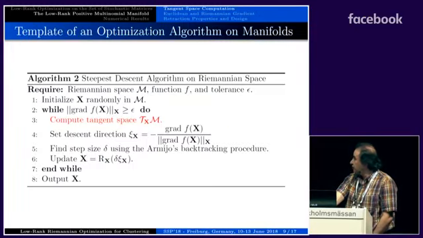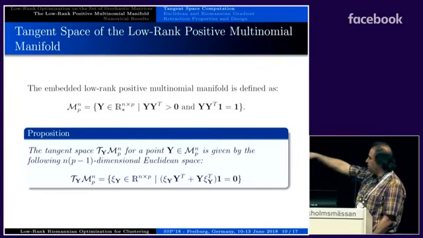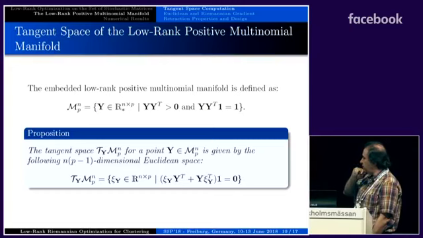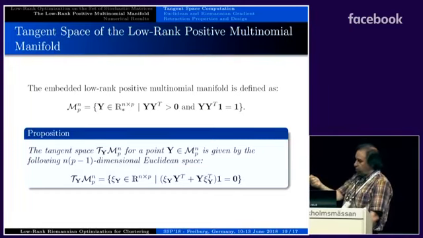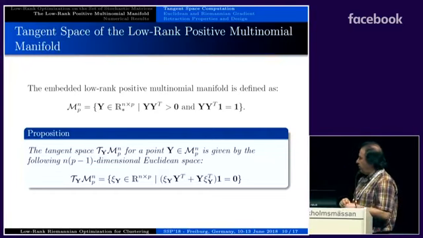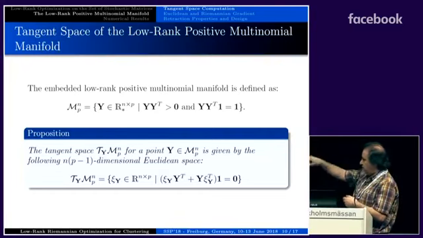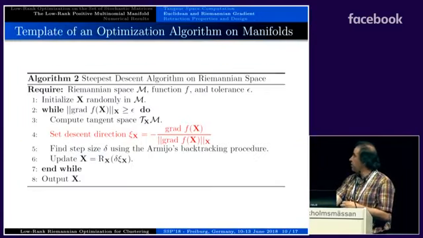So we need to compute the tangent space. This is just an exercise. Here's what the tangent space is. It's all n by p matrices that satisfy that equation. So if I'm looking at a point on the manifold y, all c of y's that satisfy this equation essentially give me the tangent space.